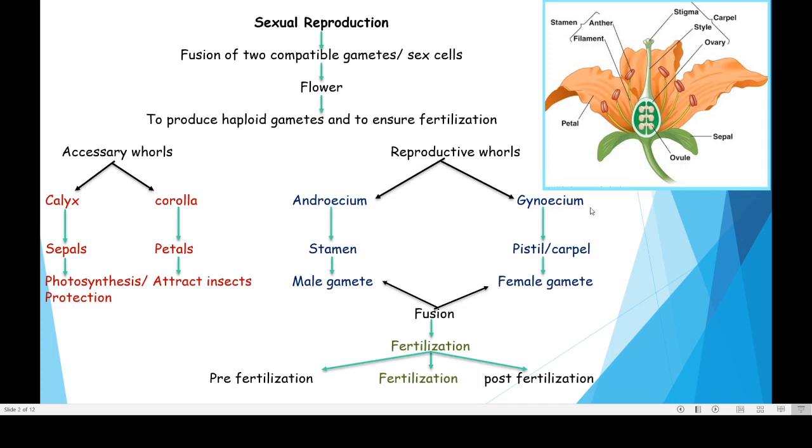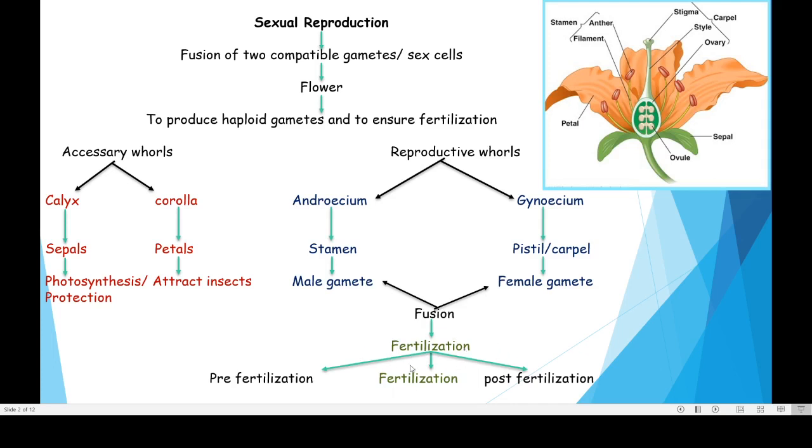The innermost whorl of a flower is the gynoecium. This part that you can see over here is the gynoecium. The individual part of the gynoecium is known as a pistil or carpel, and this carpel produces the female gamete. When this female and male gamete fuse, the process is known as fertilization.